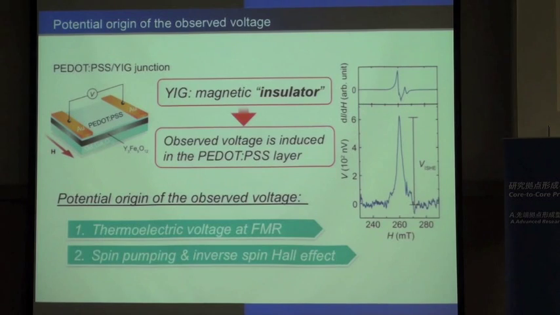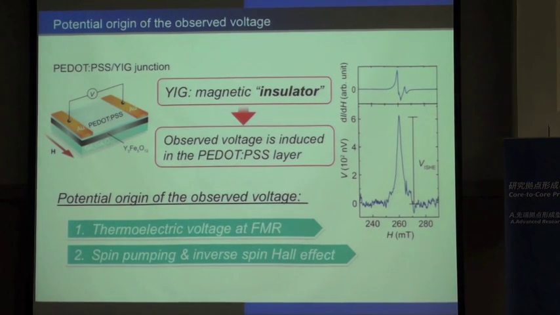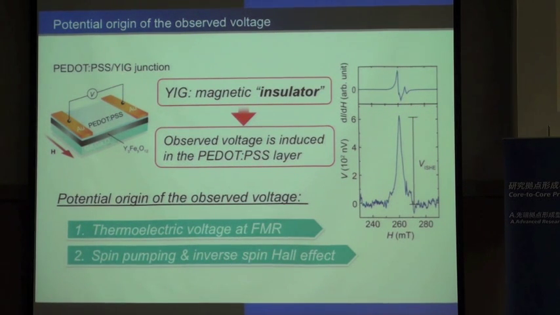I would like to stress again that yttrium iron garnet is a magnetic insulator. Nevertheless, the voltage appears in this system. So this clearly shows that the observed voltage is induced in the PEDOT layer. There are only two possibilities that can be the origin of the electric voltage. One is some thermoelectric voltage due to the microwave absorption, and the other is the spin pumping and inverse spin Hall effect in this system.